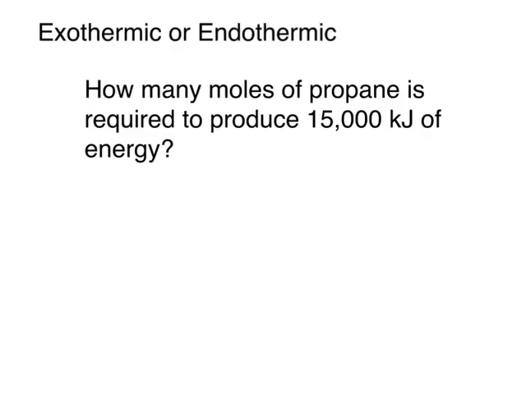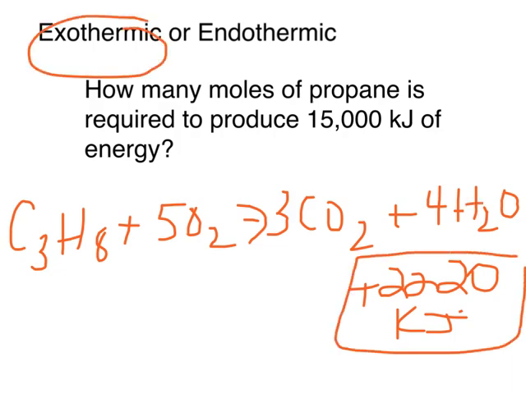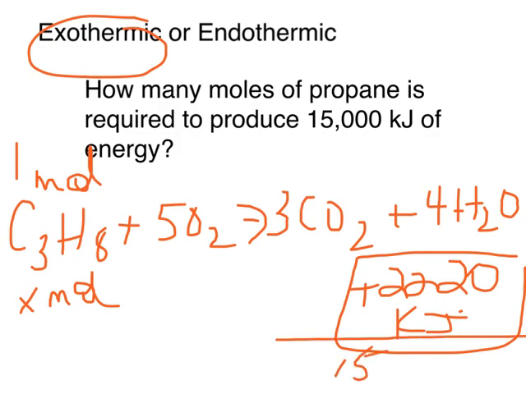Look at exothermic versus endothermic. Okay, so it's exothermic because the energy is on the product side, meaning it is given off. So how many moles of propane is required to produce 15,000 kilojoules of energy? So how many moles goes here, and I have 1 mole of this, and I have 2,220 kilojoules, and I'm going to put underneath that my 15,000.